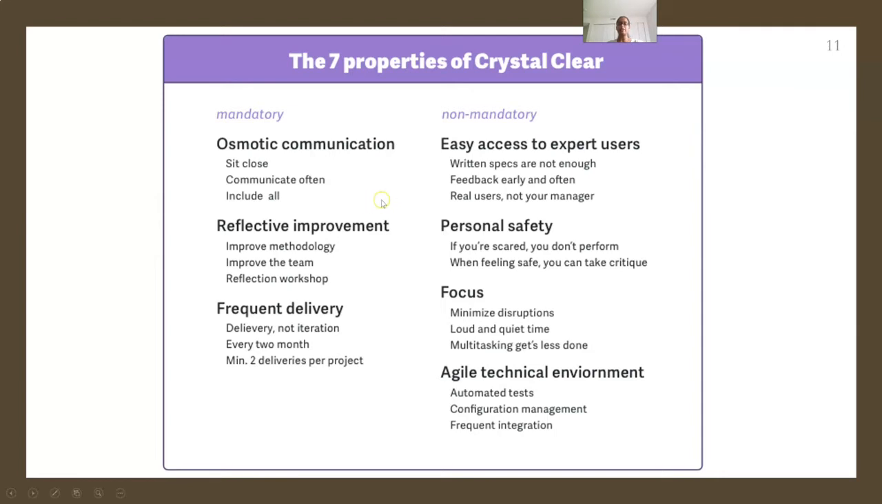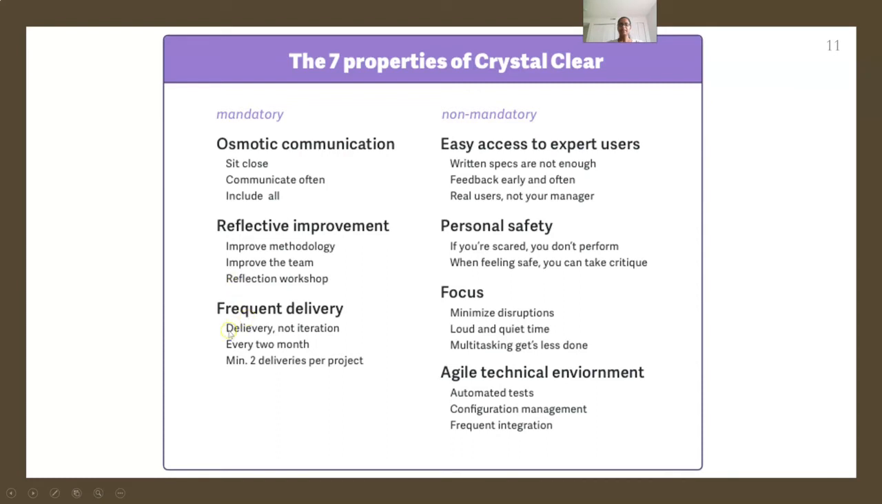Here you can see the 7 properties of Crystal Clear. These are the mandatory ones, on the left side, and those to the right are not so mandatory. The mandatory ones are osmotic communication, that is sit close, communicate often, and include all. Having a team where the team members are located close by in a real world organization, instead of the virtual world we are in right now. Reflective improvement, that is improve the methodology, improve the team, reflection workshops, etc.